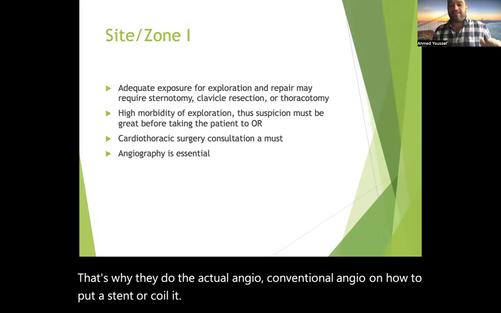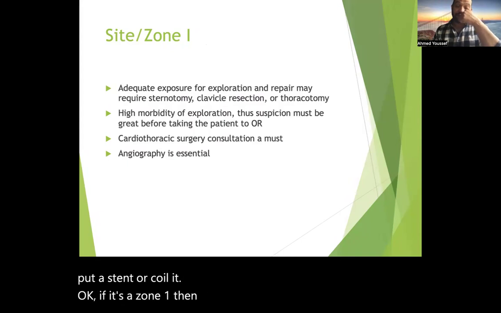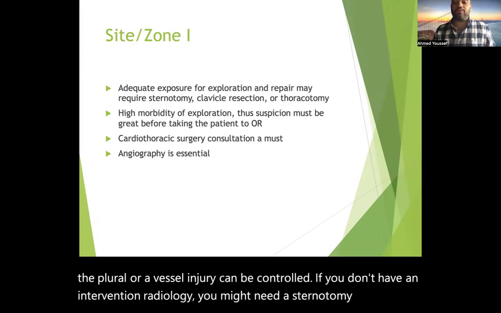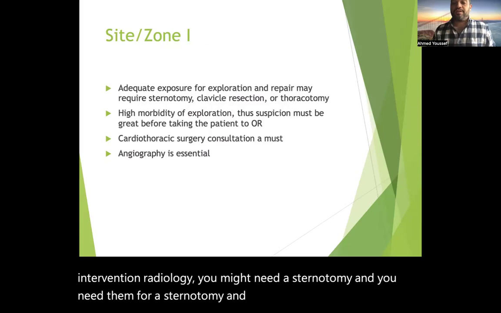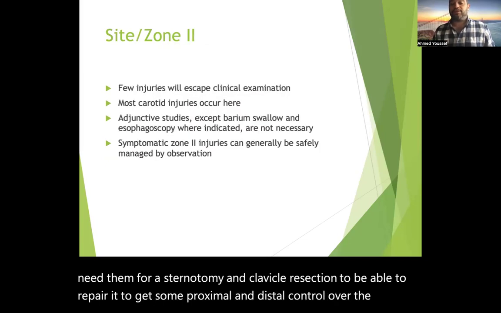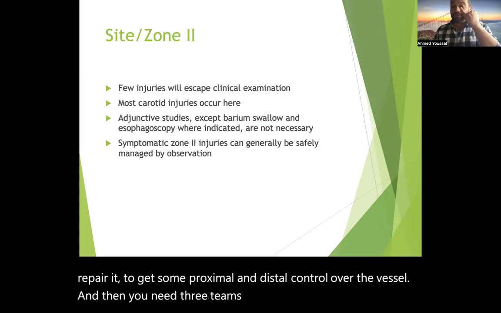Okay, if it's a zone 1, and it's related to the pleura or a vessel injury, it can be controlled if you don't have interventional radiology. You might need a sternotomy and clavicle resection to be able to repair it, to get some proximal and distal control over the vessel. Then you need 3 teams: ENT, vascular surgery, and the cardiothoracic team.